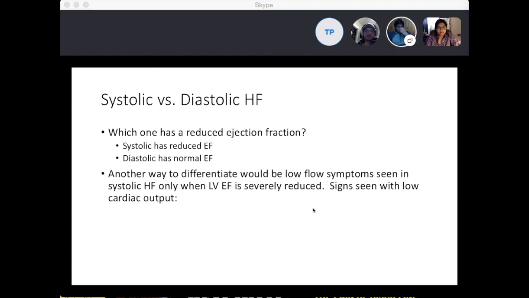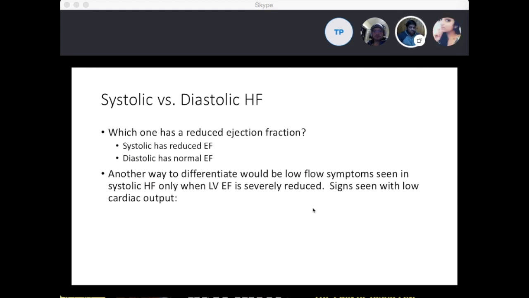And then another way you can differentiate systolic versus diastolic is the low flow symptoms. What I mean by low flow symptoms, and these are only seen in systolic heart failure, is when your left ventricular ejection fraction is severely reduced, you're going to see symptoms such as cool extremities, confusion, and weight loss and muscle loss.